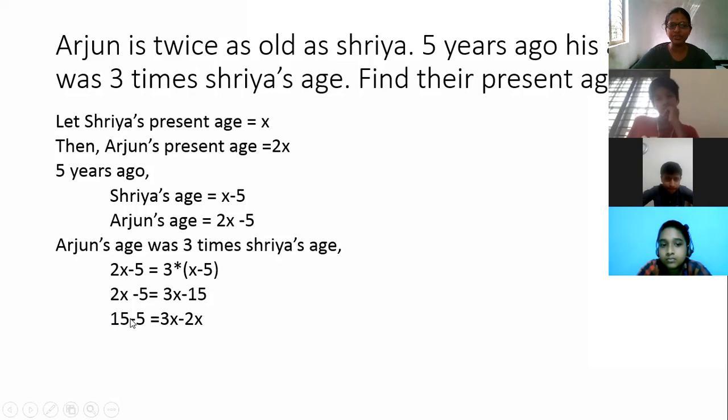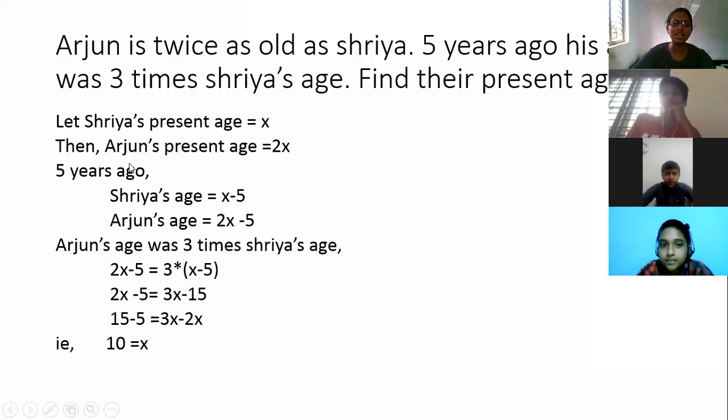So, what is 15 minus 5? It should be 10. And 2x minus 3x, that is minus x itself. That is, x is equal to 10. Then, what was x? We have chosen x as whose age? Shreya's. Shreya's age. Then we get x is equal to 10. Then how old was Shreya? She is 10 years old, is it?